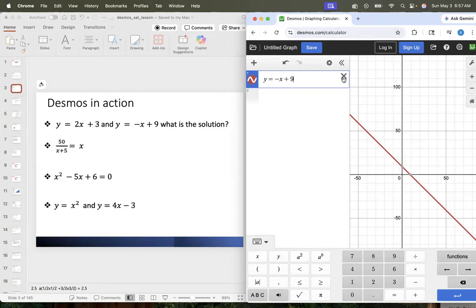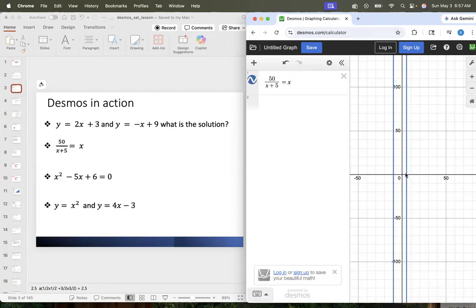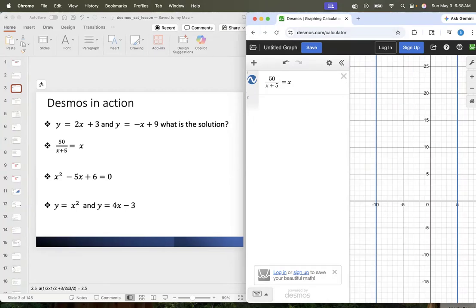Straightforward. Desmos in action. You have a rational equation. It looks complicated. Don't worry about it. Desmos got you. And this is where it passes through the line, and your answer choice is minus 10 and 5.